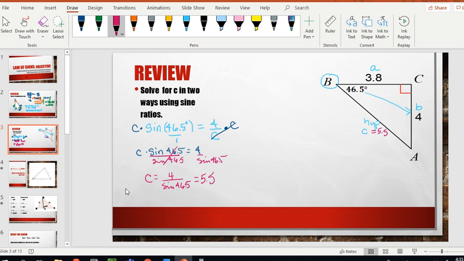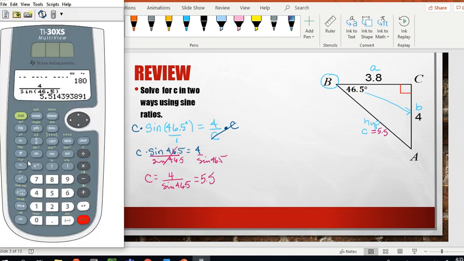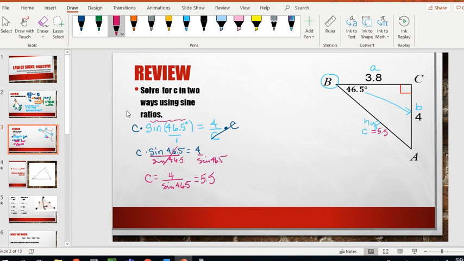There is no reason why we couldn't have gone ahead and just straight put in sine of 46.5, enter, and you could have gotten this tiny little decimal and you could have replaced it with 0.7254. The only problem is it starts rounding and these numbers can get a little messed up, just so you know.